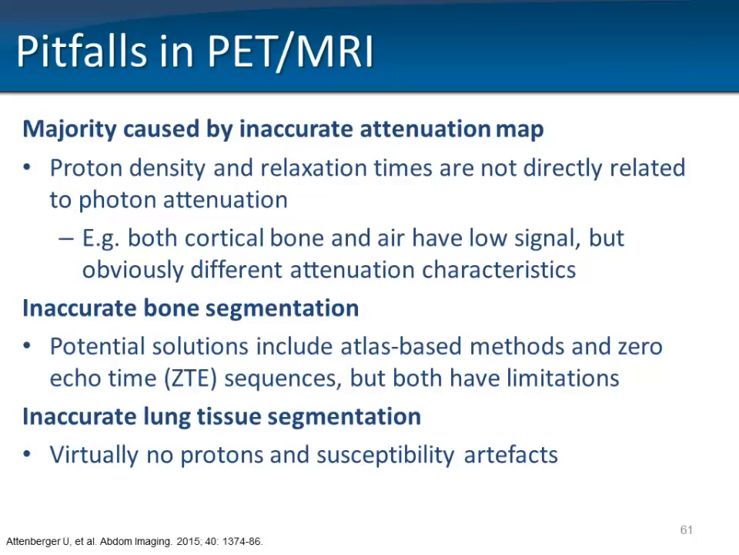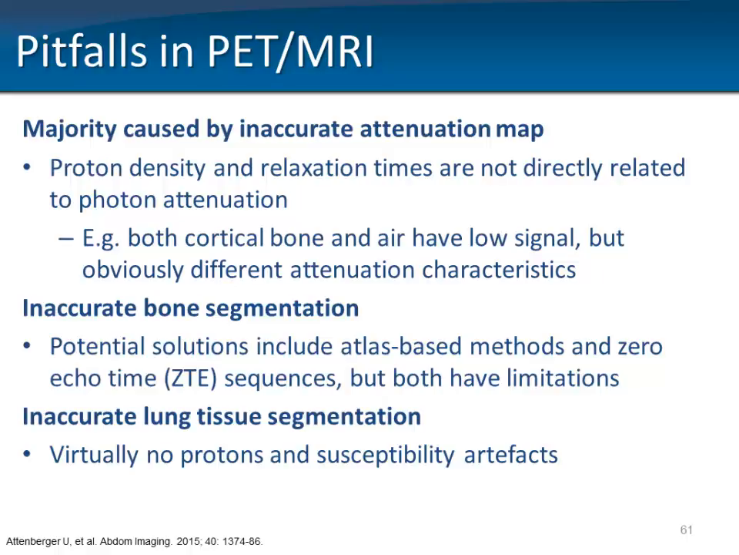So let's take a look at the pitfalls that we have identified so far, really showing you that this is not just the next generation PET CT, this is a different modality truly, and we need to understand it before we use it. So the majority of pitfalls are really caused by inaccurate attenuation maps, so that is where a lot of work will need to be done. And that is basically because proton density and relaxation times, which is what we look at with MRI, are not directly related to photon attenuation, which is what hampers the X-ray, or the gamma ray, from escaping the body.